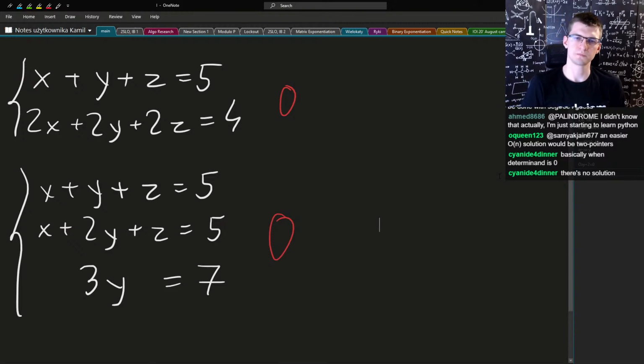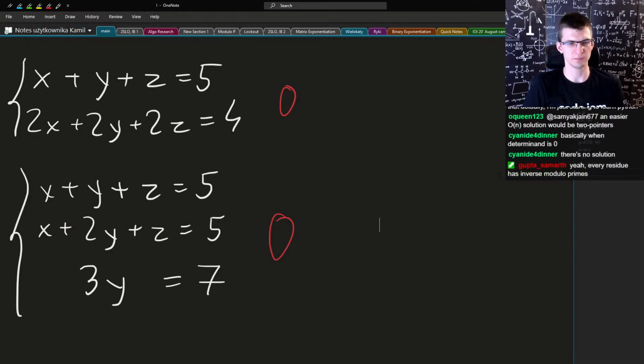Okay. And infinite amount of solutions. Well, that's if 2 equations are redundant, for example. But it shouldn't be enough to compare n with m. Every residue has an inverse modulo prime. Oh yeah, that's then unique. Then still it's a good problem.